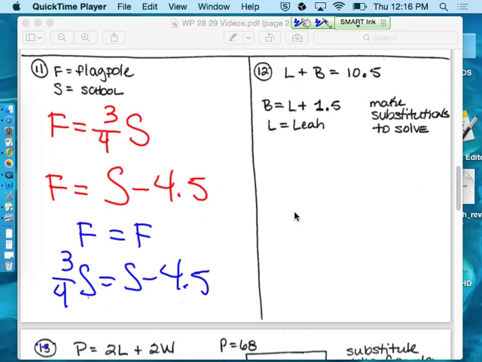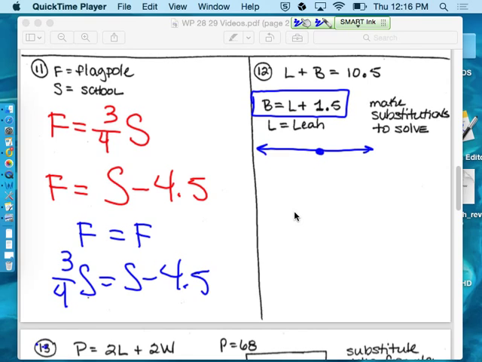Number 12, I have two people running. They start at the same spot and they run in opposite directions. So they're 10.5 kilometers apart after a certain amount of time. But they don't run equal distances. One girl runs 1.5 meters further than the other girl.